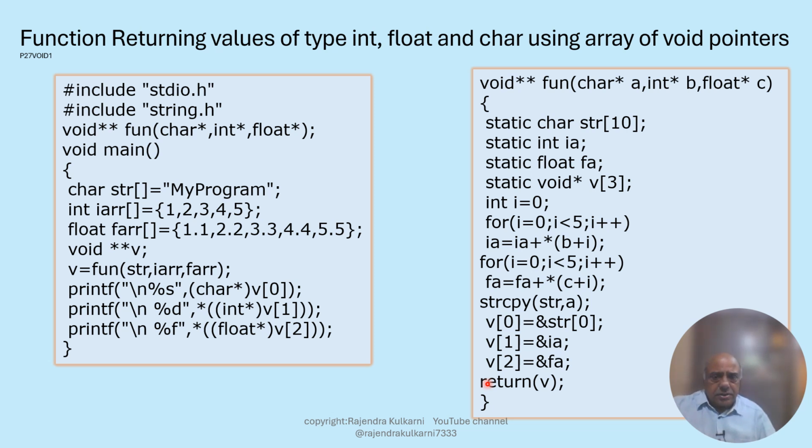Then we return the array V through this return statement. So we return V causes the address of 0th element of array V to be returned and collected in pointer V in the main. Now what does that pointer point to? It points to 3 variables of the function.